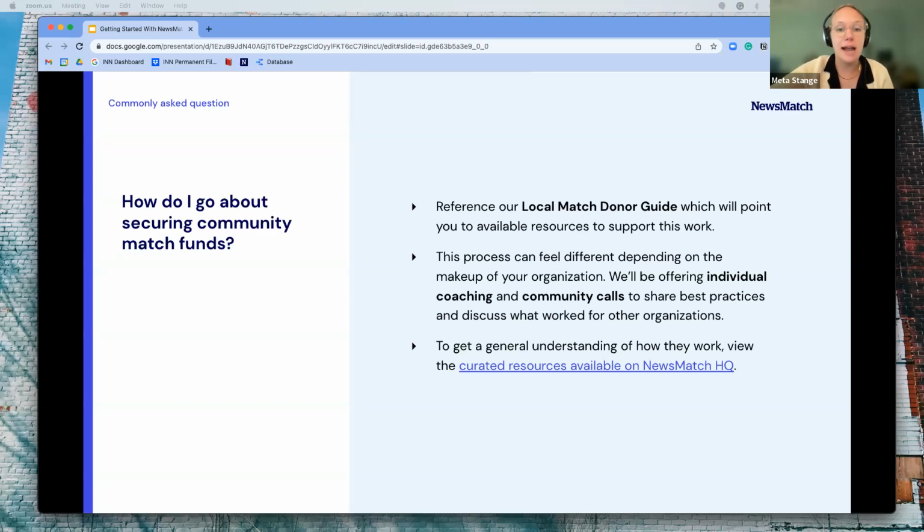You can find a lot of resources available about this on NewsMatch HQ, which you can find at support.newsmatch.org, and which you can review at any time so you can get started at your own pace. If there's any additional support around community matches that you think would be helpful, I encourage you to drop your suggestion in the chat or send us an email at hello@newsmatch.org.